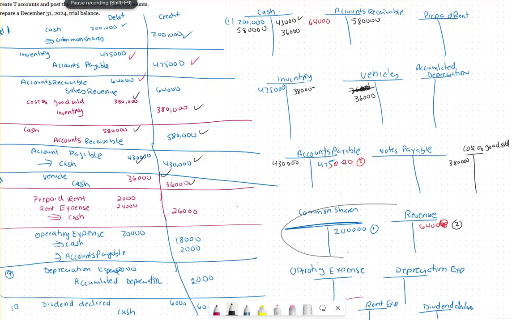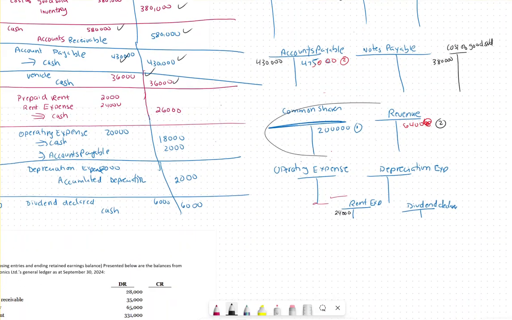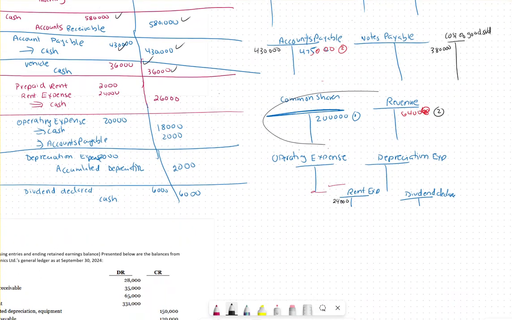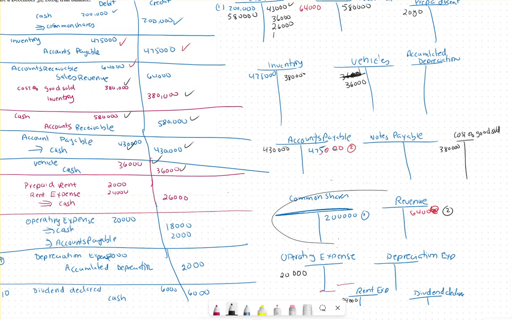We have done prepaid rent, which is 2,000. My rent expense is 24,000. I'm going to go to my rent expense. It's at the bottom, you see it. That's 24,000, and then we have a cash of 26,000. So we paid that. Let's go further. We also have operating expenses of 20,000. We paid cash for 18, so I put 18 here, and then 2,000 will be my accounts payable. So we have done these ones.